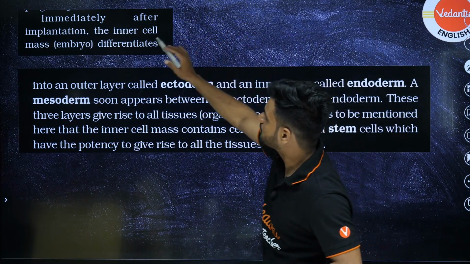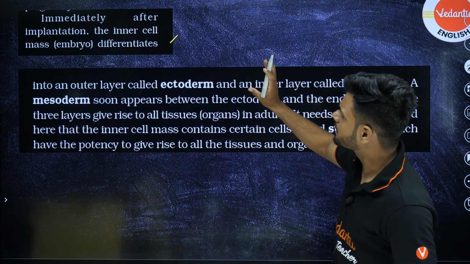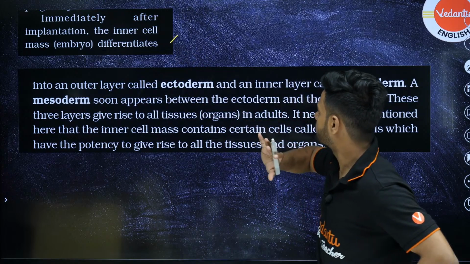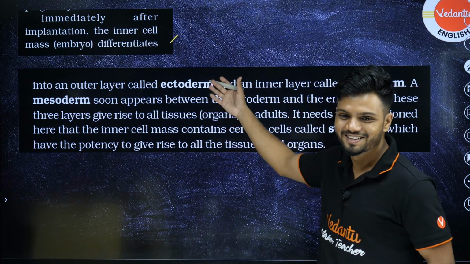So immediately after implantation, the inner cell mass is differentiated. Okay, this is a separate paragraph. I think there is a mix and match on small paragraphs.